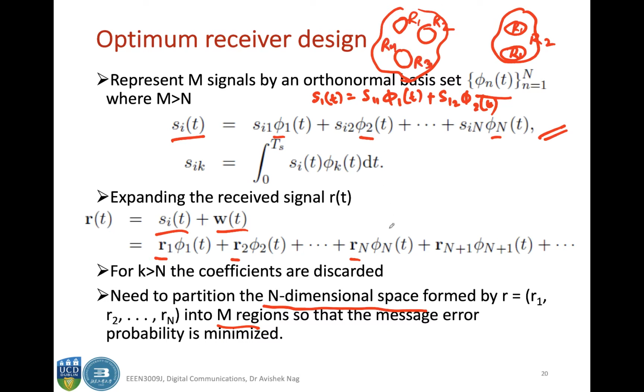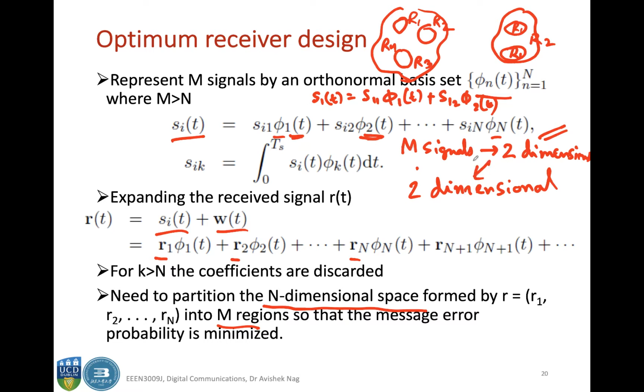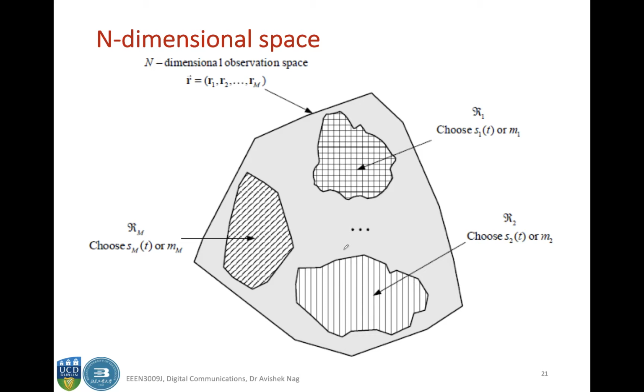Okay. So in this case of MRE also, you can partition either an N dimensional space or a two dimensional space, whatever. So if, let's say, your M signals can be represented by two dimensions, which means only phi 1 and phi 2 is enough to represent all the M signals, then you can represent them in the two dimensional space, and in that case you can divide the two dimensional space into M regions. Okay, but generally speaking, you can divide the N dimensional space into M regions. Okay, so here is the same concept.